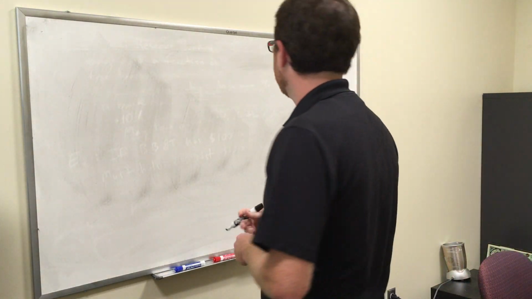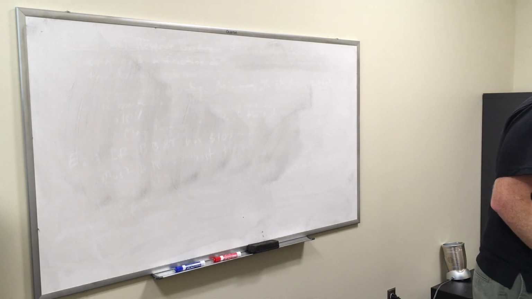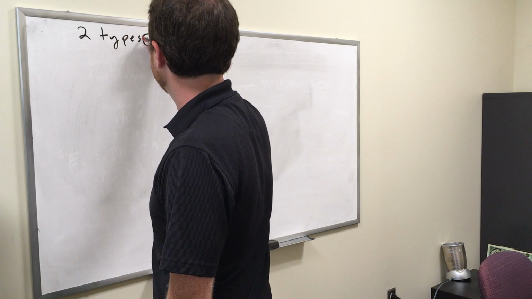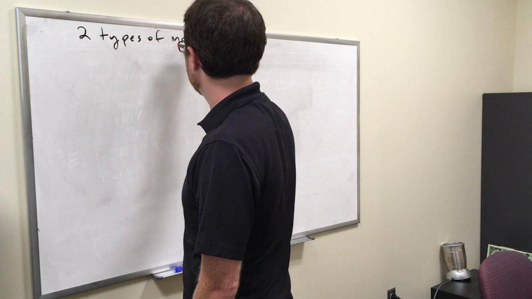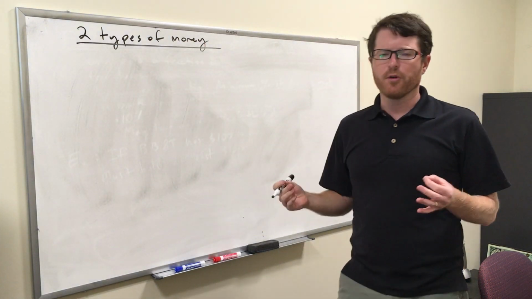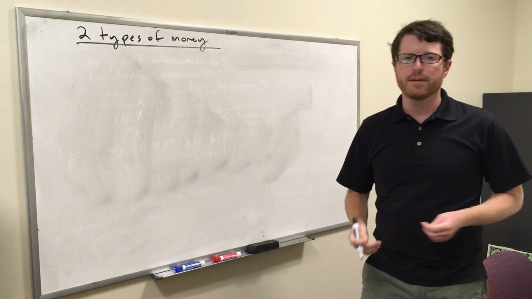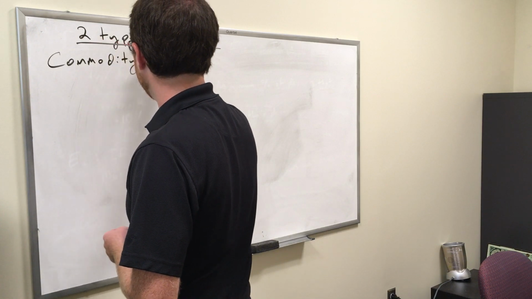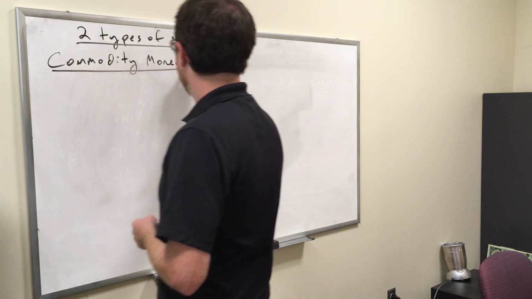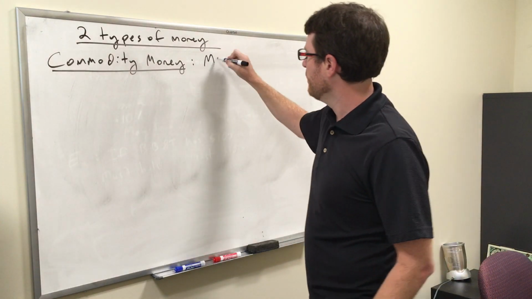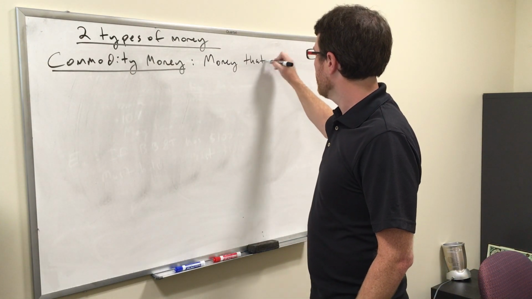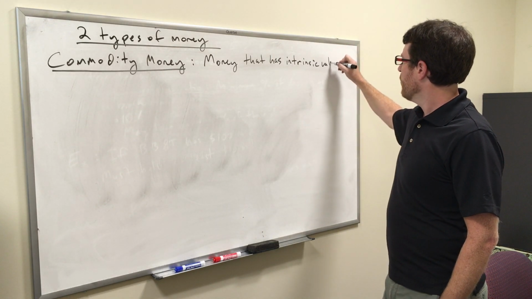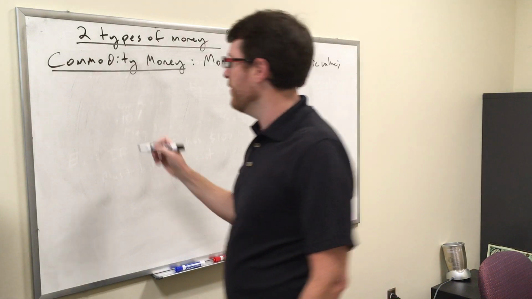And let's think about the types of money that a country could choose to use. There's two types of general money that countries could decide to use. There's commodity money and there's fiat money. Commodity money is money that has intrinsic value. Or in other words, it has value in and of itself.